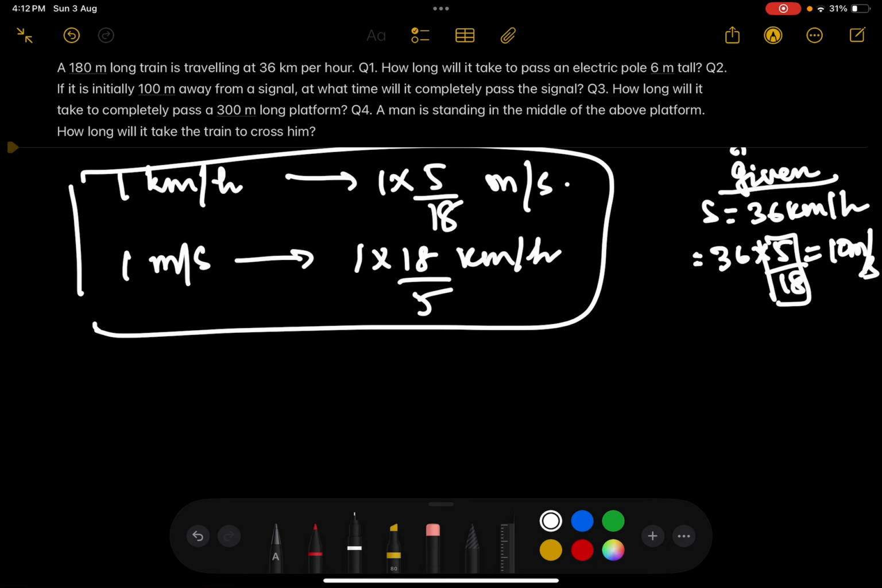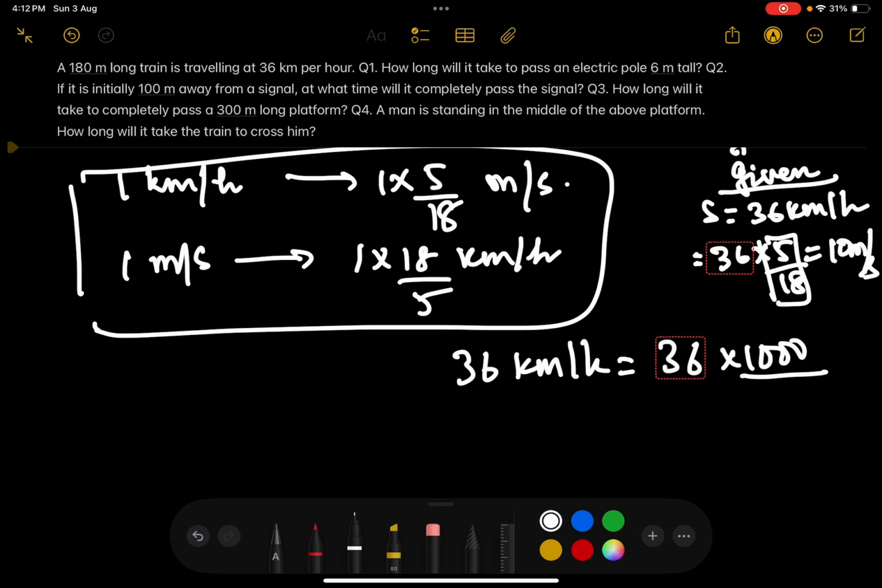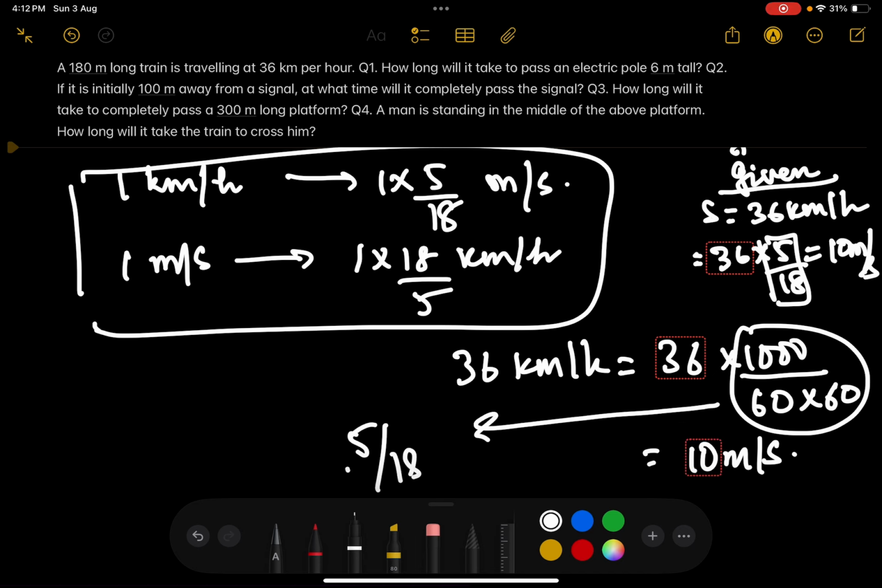It's basically the concept. As you know, it's 36 kilometers per hour. In kilometers per hour you're going to have how many meters? 1000 meters, and for hours you have 60 minutes, 60 into 60, because you're converting to meters per second. When you solve this, you'll again get 10 meters per second. Basically this simplifies to 5 by 18, nothing else. Just to save your time, it's this. Or you can also follow this method to convert it into meters per second, that's completely up to you.